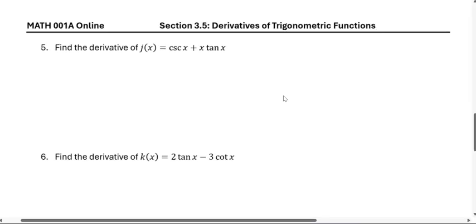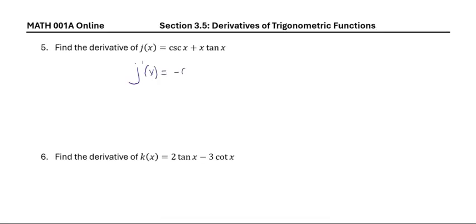Okay, if you tried that, great. Let's just see if you got it right. So the first one, the derivative of the j function. If you look up the cosecant x, you should have got negative cosecant x cotangent x.